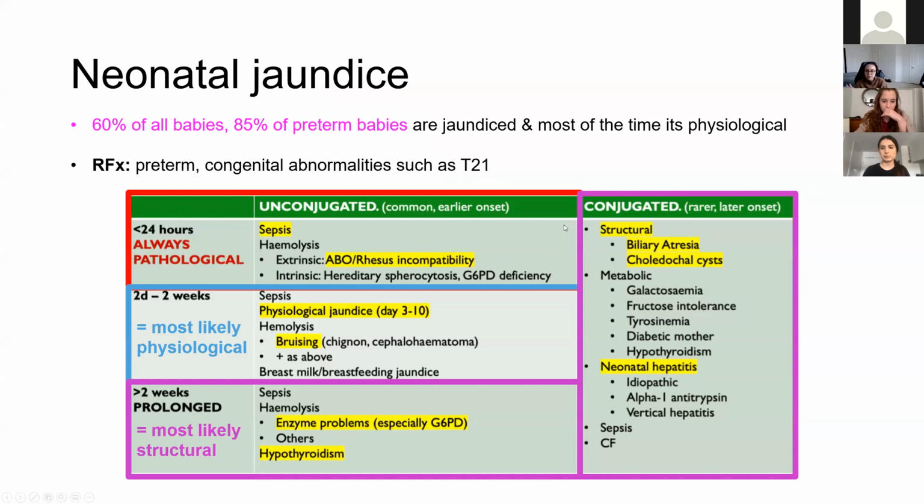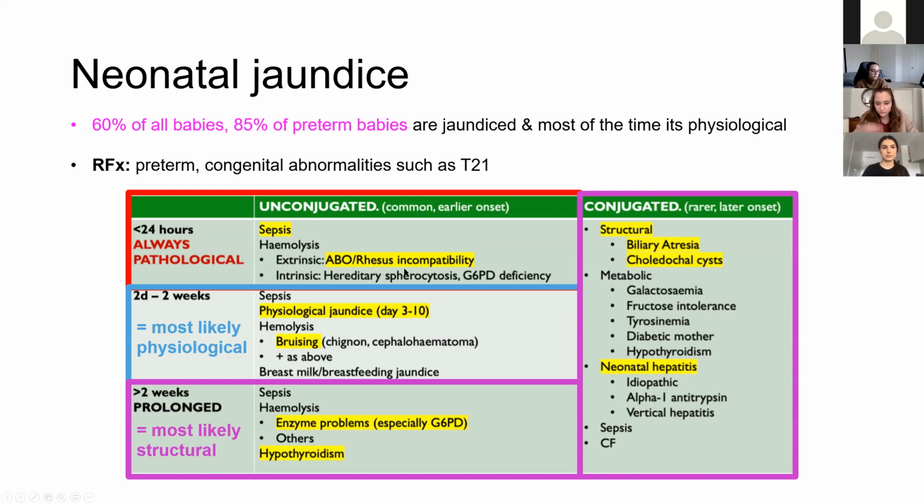So we can break this down based on the timing of the presentation of neonatal jaundice, or you can talk about it in unconjugated versus conjugated. Quick refresher, unconjugated meaning that the liver hasn't processed it yet. So it's usually something that's like pre-liver or something affecting the liver when there's been a buildup of bilirubin that hasn't yet been processed, versus conjugated bilirubin that has passed through the liver, has been processed, but there's something post-hepatic that has affected it.